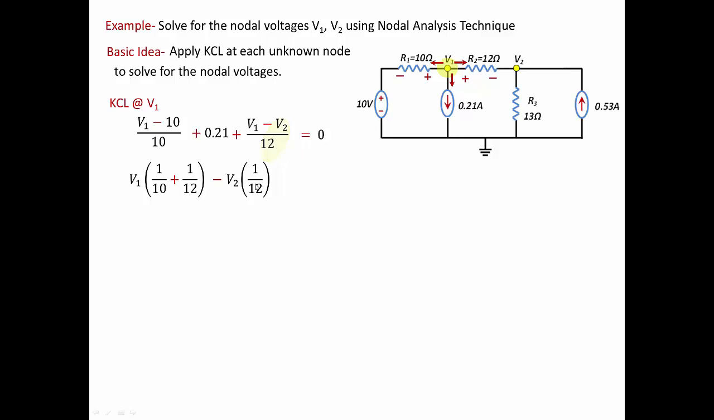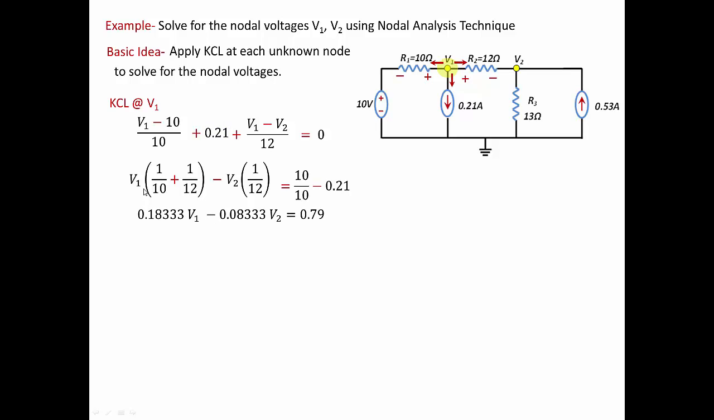Then I'm going to take the other two terms to the other side of the equation. So the negative 10 over 10 becomes positive 10 over 10, and the positive 0.21 becomes negative 0.21. So this is how the equation will look. It still doesn't look nice, but we can evaluate these values using the calculator, and we can simplify the equation into this form.